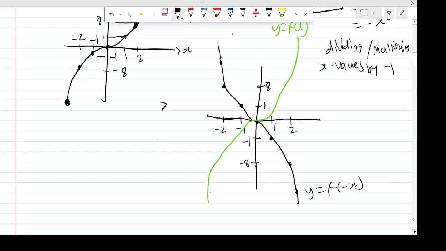Again, it's going to be fairly similar to what we did with the y-axis, where it's a reflection in the x-axis. Well, what's going on here then with these two graphs?